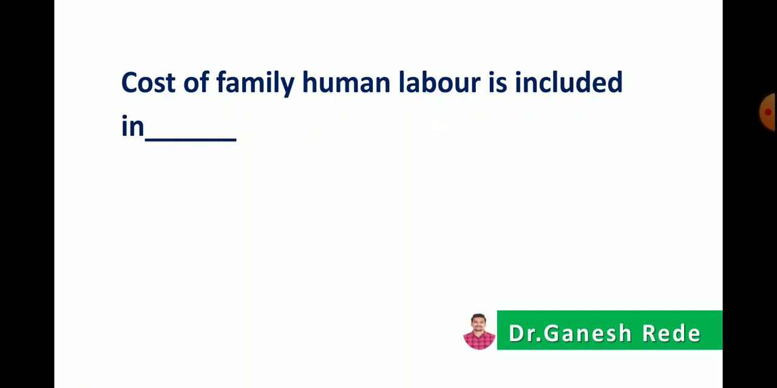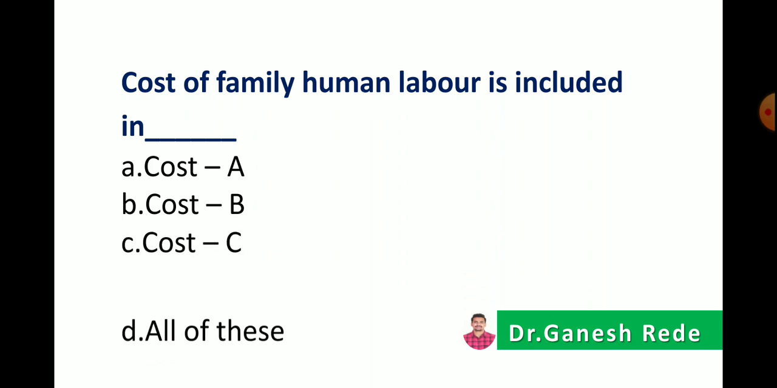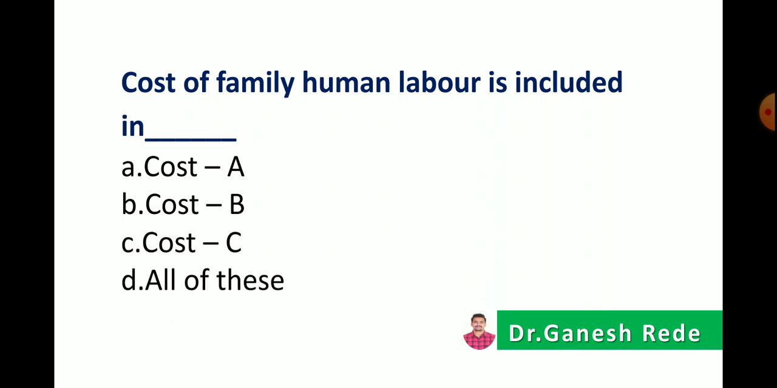Then, is the cost of family human labor included in cost A, cost B, cost C, or all of these? The correct answer is that the cost of imputed family labor is included in cost C. So cost C is considered the total cost of production or total cost of cultivation.